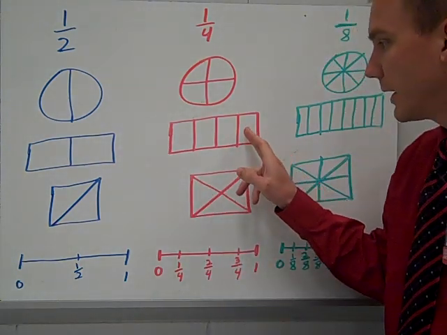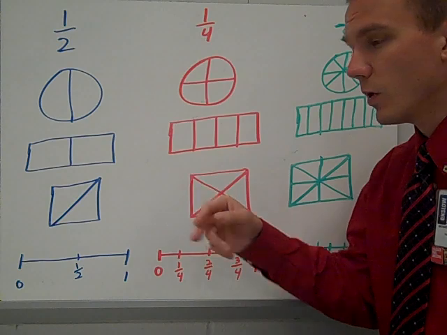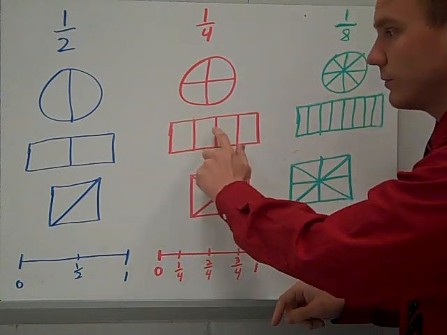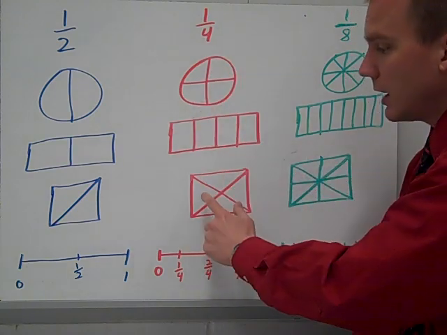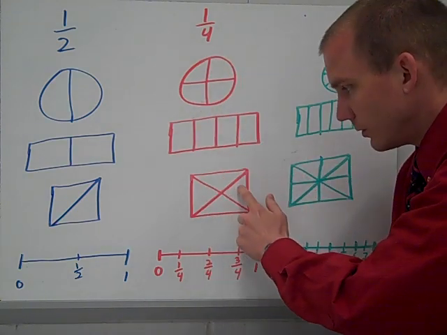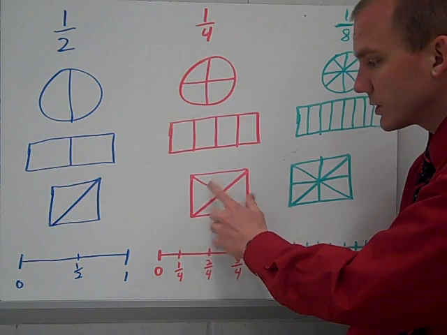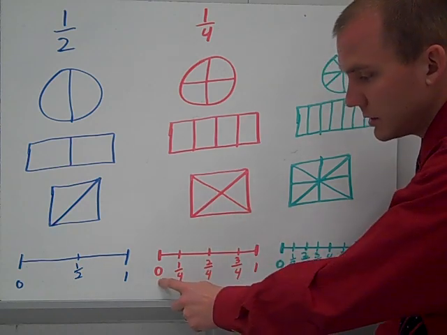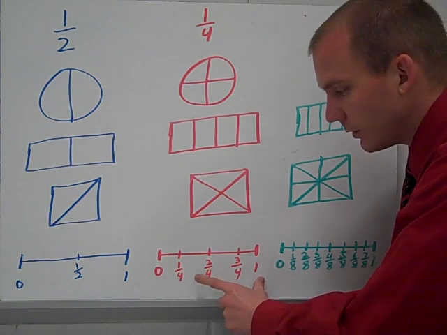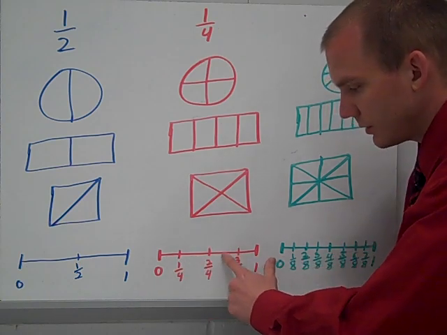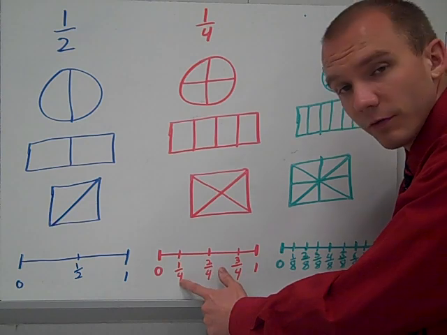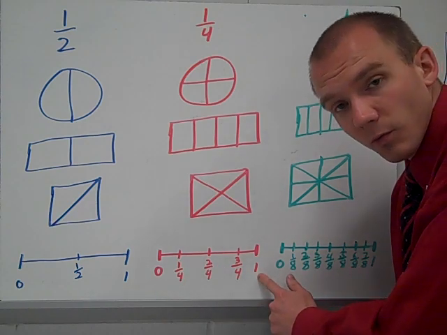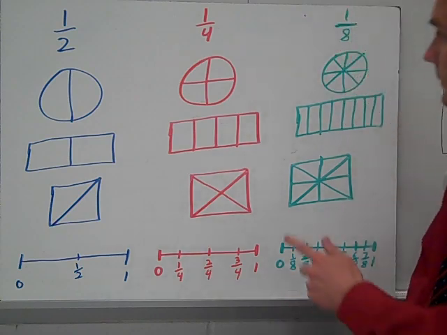I have a rectangle divided into 1, 2, 3, 4 equal parts. Again, if I cover up these two lines, I have halves, so it's similar to halves. And then I have a square with 1, 2, 3, 4 equal parts. If this was a square, they would all be equal. Finally, a number line, 0 and 1. And in between 0 and 1, I have 1, 2, 3, 4 equal parts. So I would go 1/4, 2/4, 3/4, and then 1 whole, or 4/4.